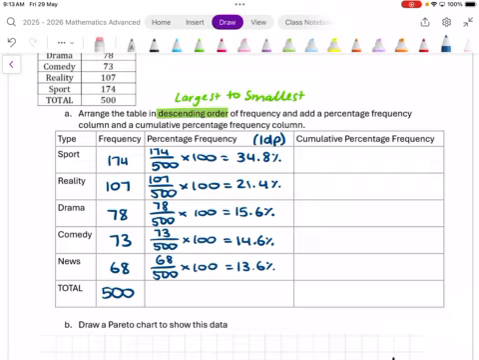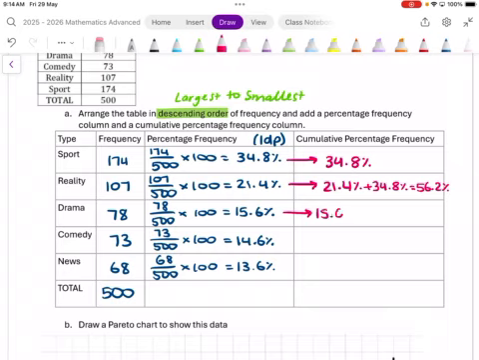So remember, cumulative, we start with our first one and we write it there. So our first cumulative percentage frequency is just going to be 34.8%. Okay. Then what we do for the next one is we bring across our 21.4%, add it to our 34.8% to get 56.2%. Our next one, we bring across our 15.6%, add it to our 56.2% to get 71.8%.